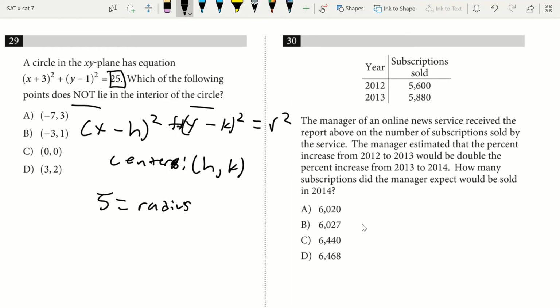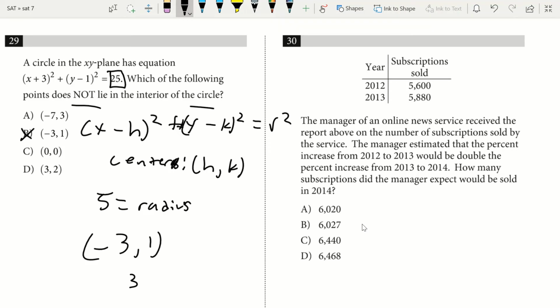I see that my center then, since I have plus 3 and it's supposed to be x minus h, I know that h has to be negative 3. All right, so I know h is negative 3, and then I know that k, it's already in minus, so I know my k is 1. So my center is going to be negative 3 and 1. All right, so if I look at B, that's my center, right? That's obviously going to be inside my circle. And then I look at 0, 0. Well, 0, 0, that's over 3, right?